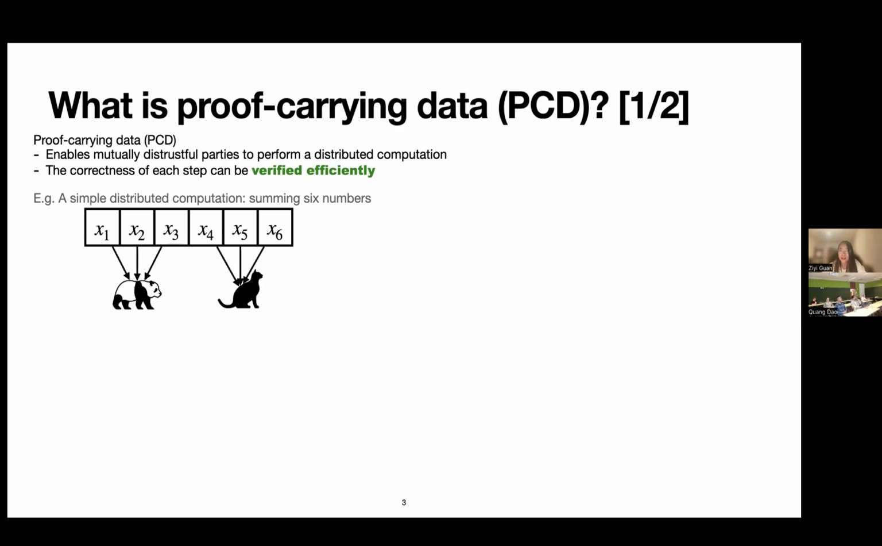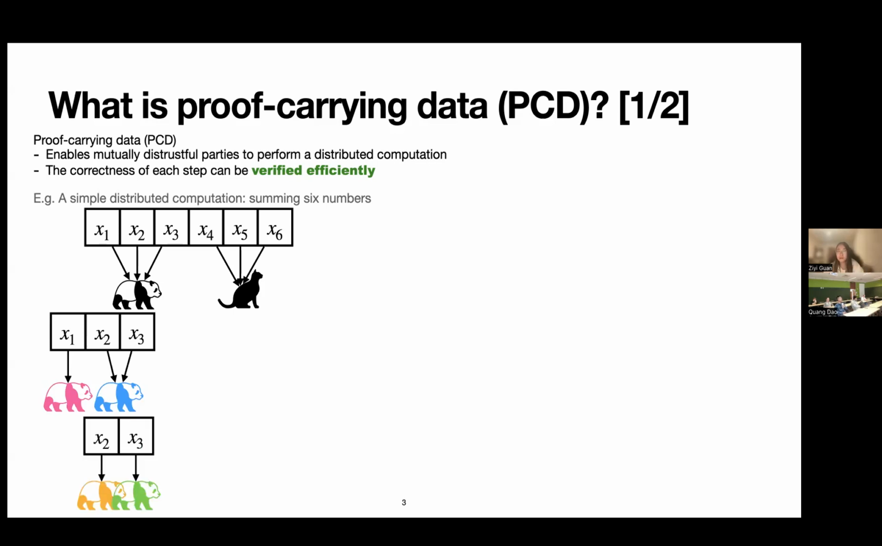And I distribute this work of summing 6 numbers to a panda and a cat. Okay, I am lazy. I don't want to sum 6 numbers. So I ask panda and cat to do it for me. But on the other hand, panda is also lazy. So it distributes its own work further to the pink and blue panda. And the blue panda does it one more time. And similarly, the cat also distributes the work. So now that's a distributed computation.